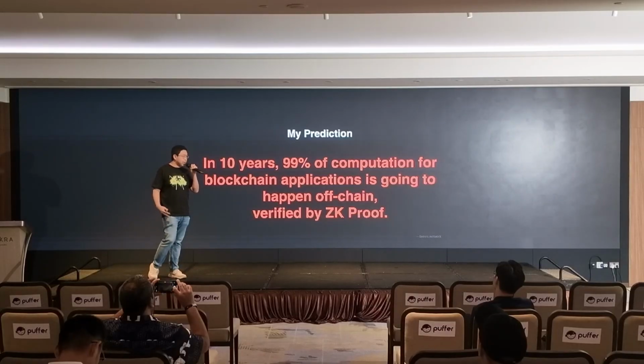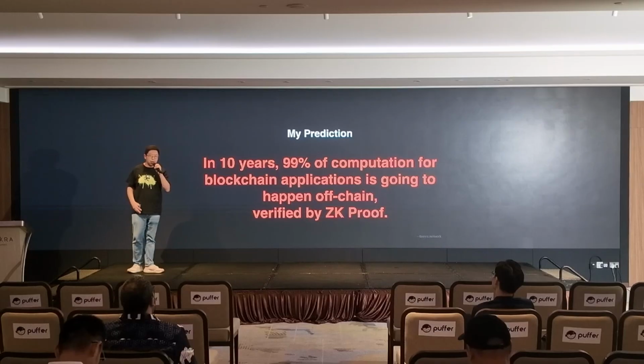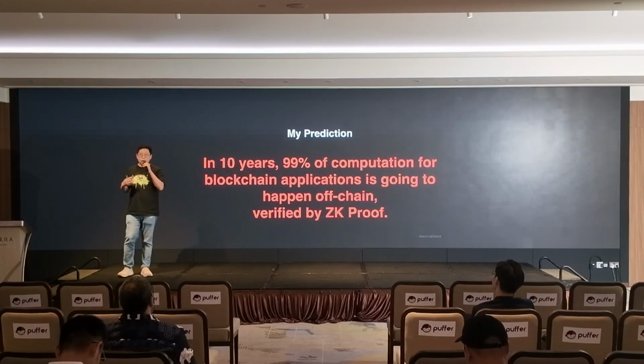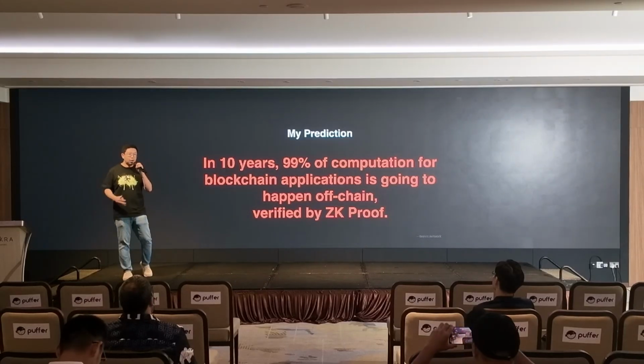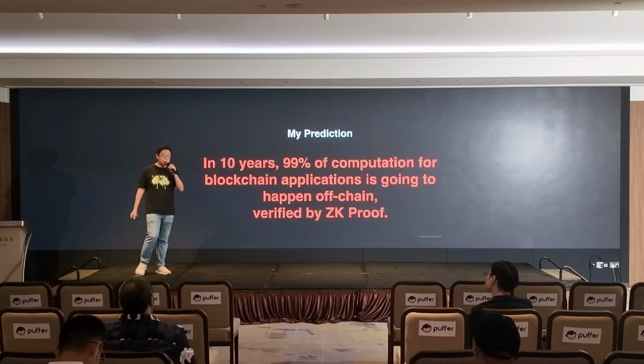So my prediction is that in 10 years, 99% of computation for any blockchain application is going to happen in an off-chain environment in a verifiable way, and hopefully in ZK powered by Brevis.